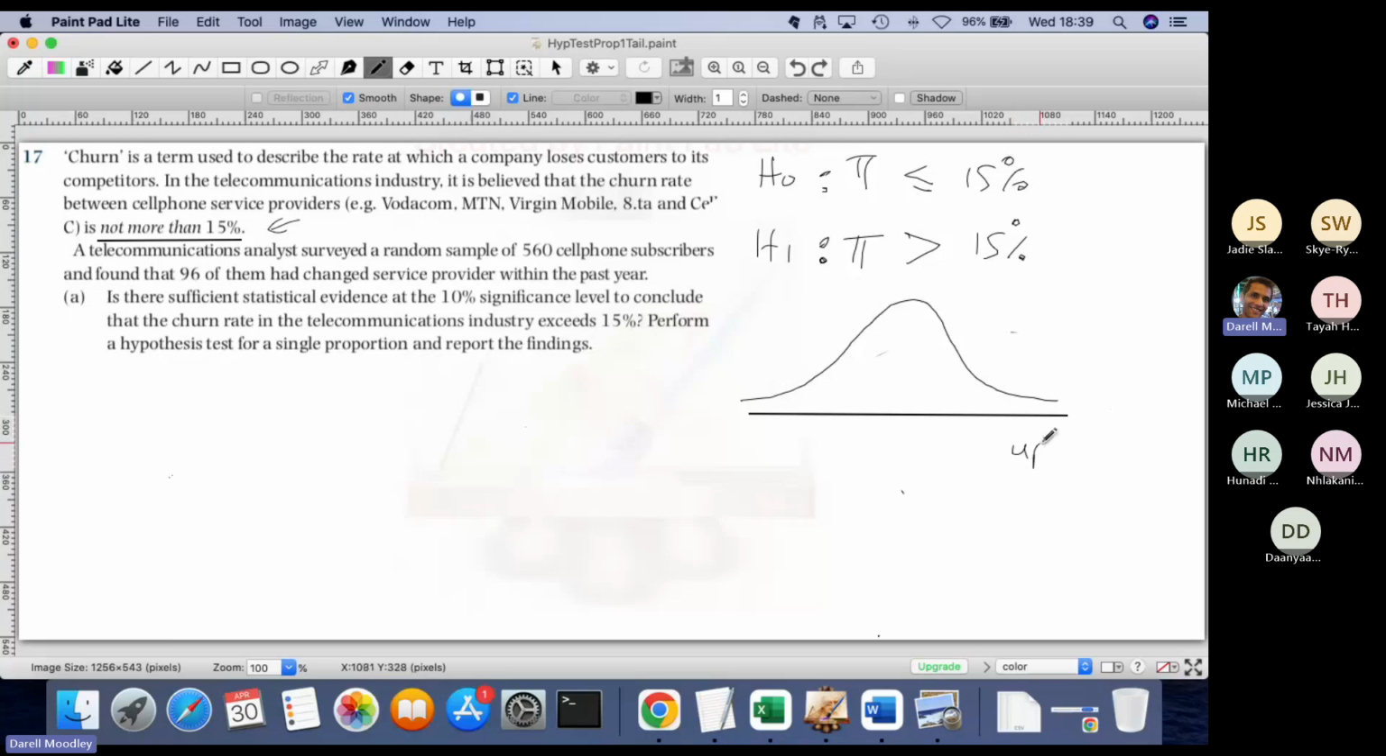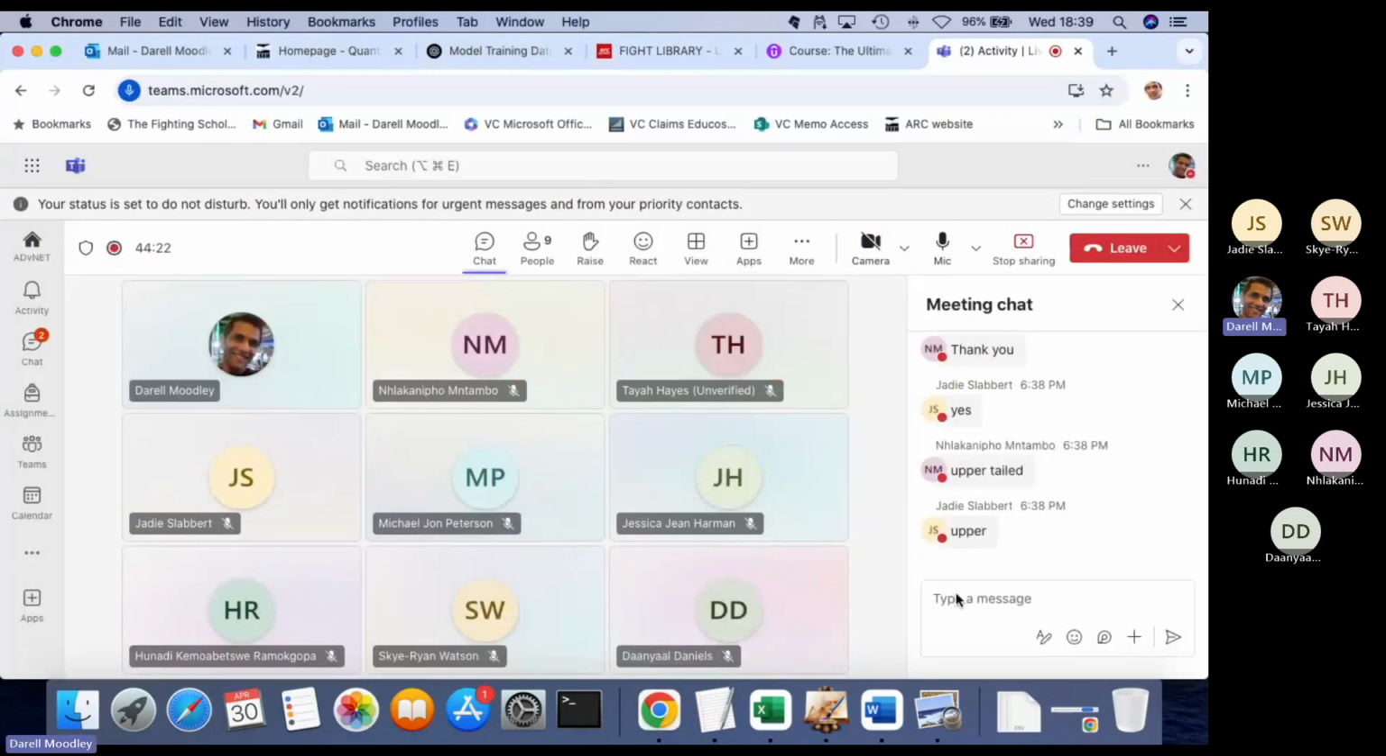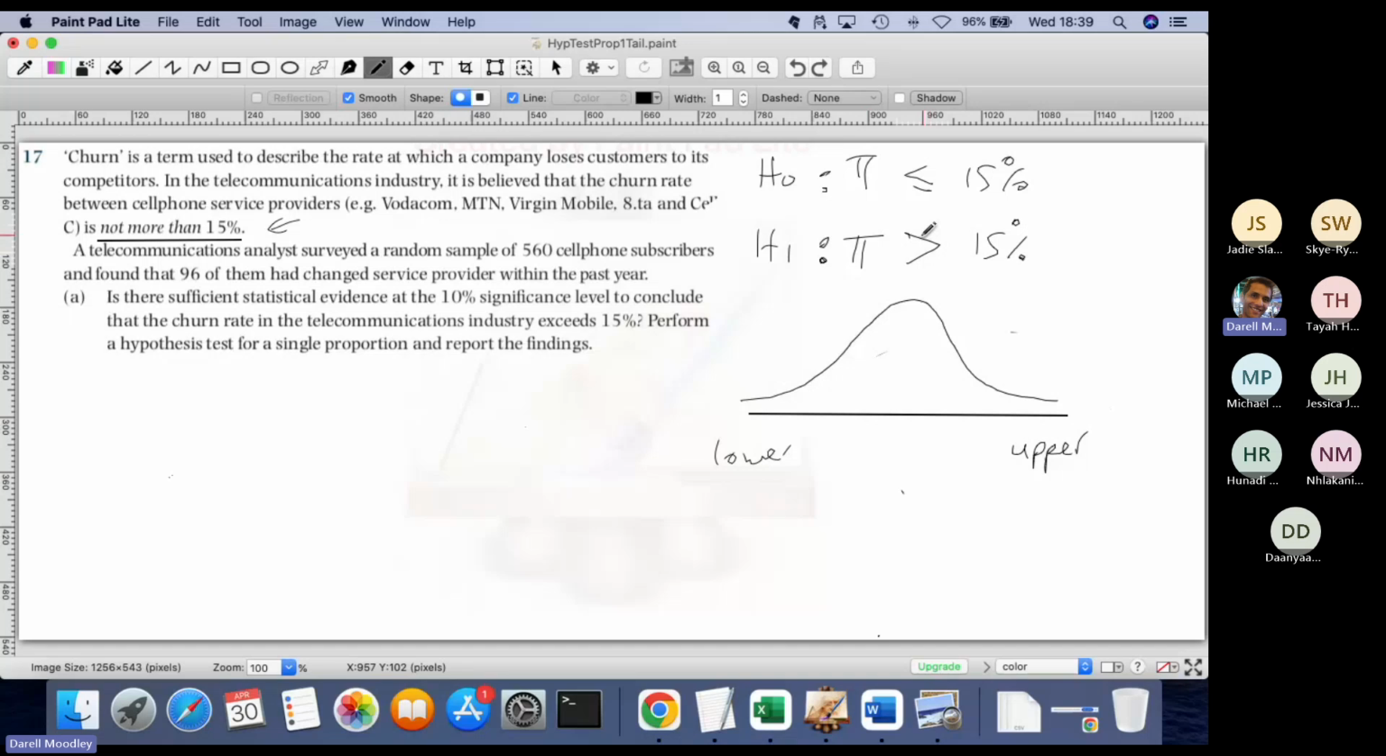So remember, upper is here and lower is here. Nicely done. Well done. That's right. It's an upper tail test. How do you remember that? Because I treat this as an arrowhead. If you learn it a different way, it doesn't matter, as long as you understand it. So that's an arrowhead pointing to the right. That means the rejection region is here. So it's an upper tail test, not a lower tail test. All right? So let's draw that. That's the upper tail test.